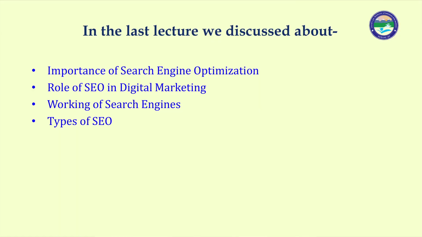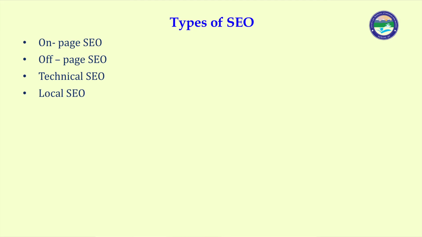In the last lecture, we discussed the importance of search engine optimization, the role of SEO in digital marketing, the working of search engines and types of SEO. So, we discussed in the last lecture that we have four types of SEO, that are on-page SEO, off-page SEO, technical SEO and local SEO.